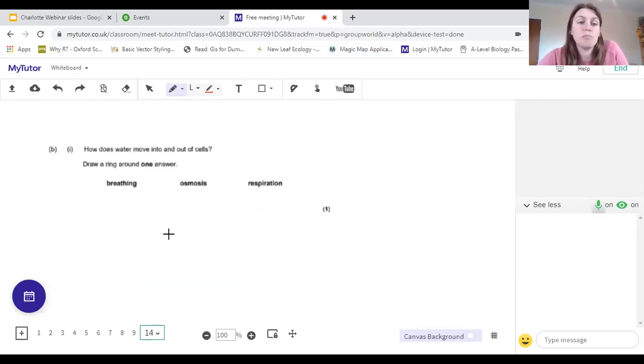How does water move into and out of cells? Draw a ring around 1 answer. Breathing, osmosis, or respiration? Loads of people saying osmosis there, brilliant. It's not respiration, that's a process, it's not breathing, also a process. Osmosis is how water moves between cells. 1 mark there.